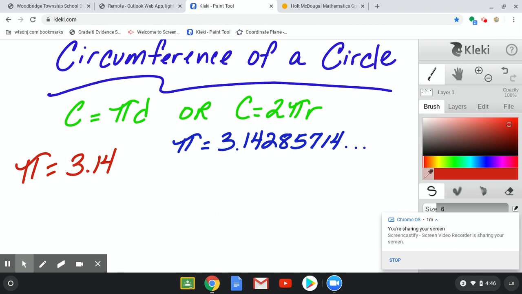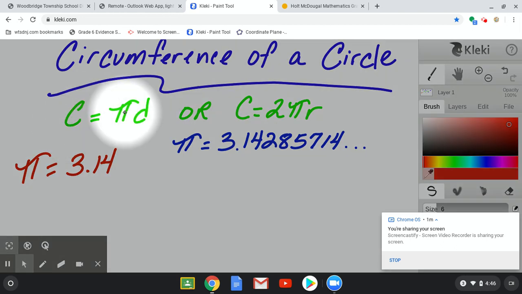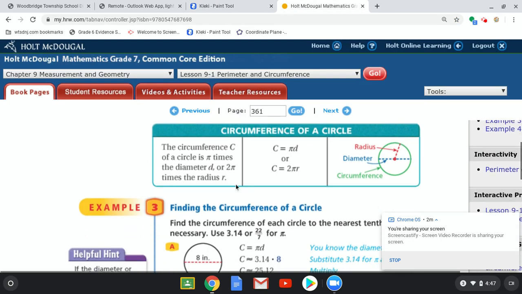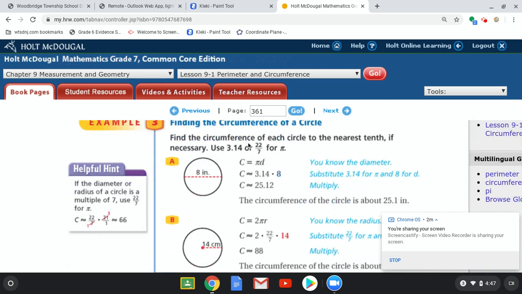All right, so going back to our formulas, you can use either of these formulas for finding the circumference of a circle. I find it easier to just memorize one of them, and I typically use this one, circumference is equal to pi times the diameter. Let's take a look at this problem here. It says, find the circumference of each circle to the nearest tenth if necessary. Use 3.14 or 22/7. 22/7 gives you more decimal points. So we just always use 3.14 for pi.